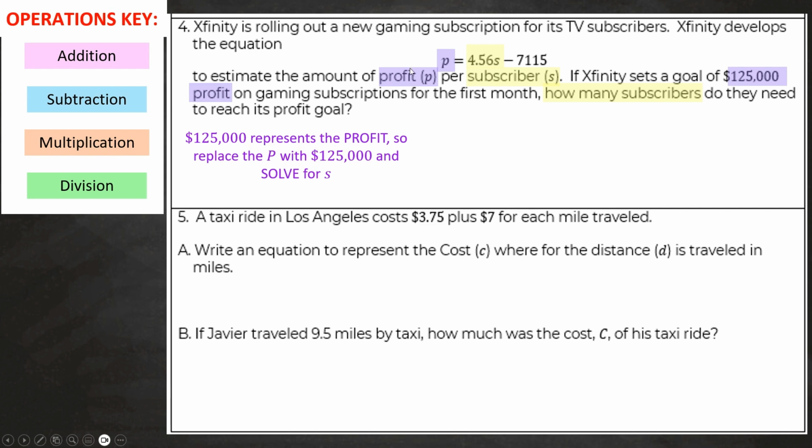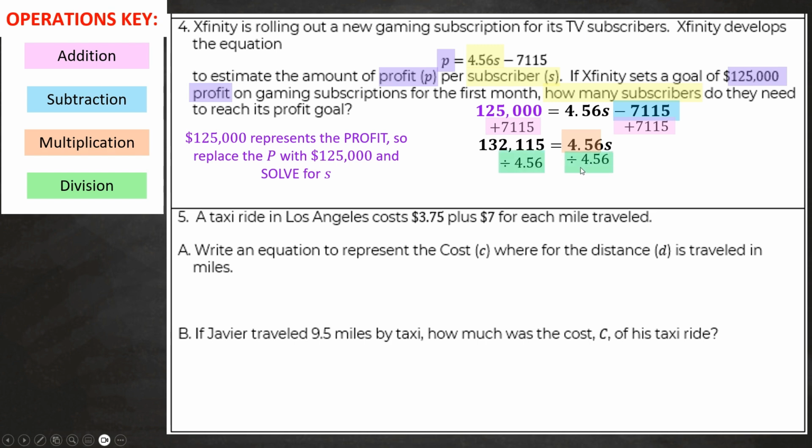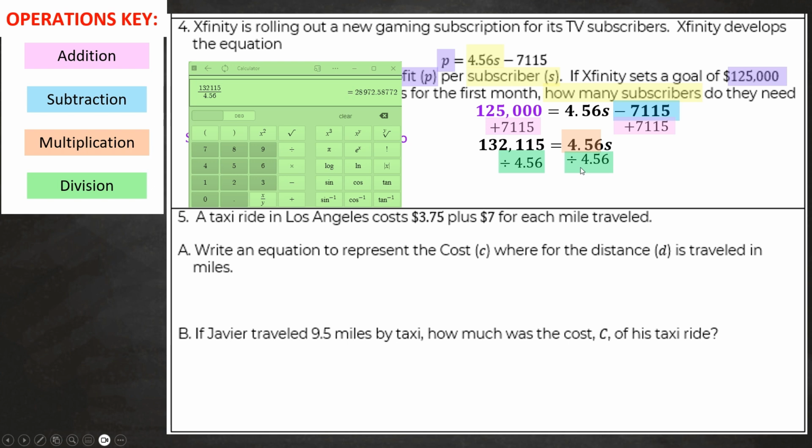The $125,000 represents the profit. So we're going to take out the P and put in 125,000. Now we have an equation that we can solve. We have negative 7,115. The inverse of subtraction is addition, so we add 7,115 to both sides. Then we have 4.56 being multiplied times the S. The inverse would be division, so we divide both sides by 4.56.